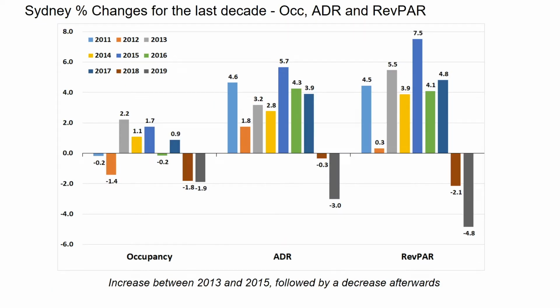For the percentual changes of Sydney of the last decade, you can see that the occupancy, ADR and RevPAR are slightly the same. They all peak in 2013, they increase and keep sort of increasing, and they all decrease after 2015.